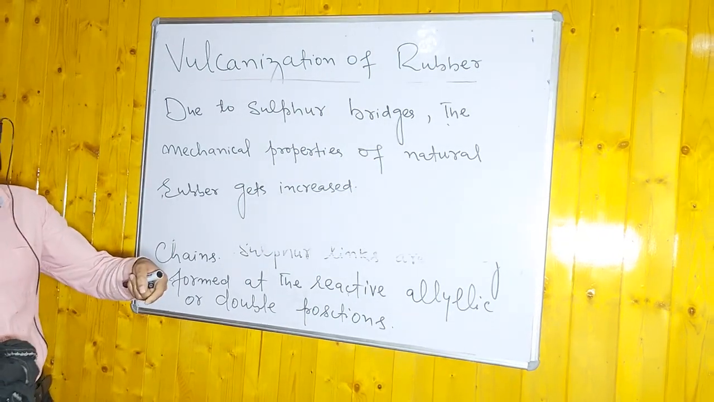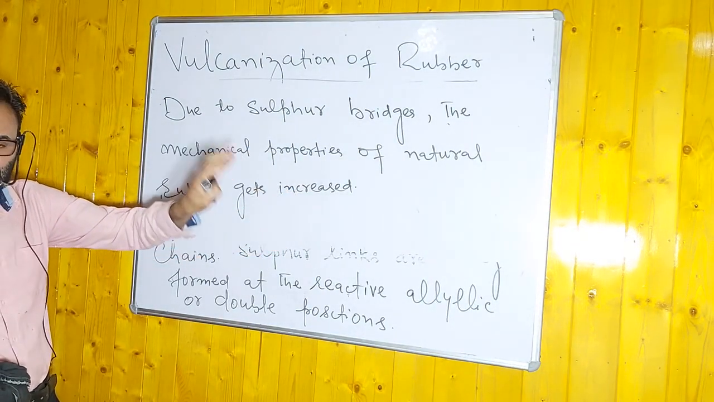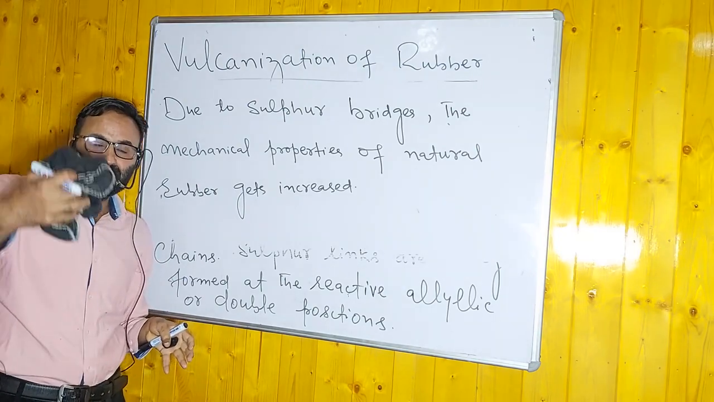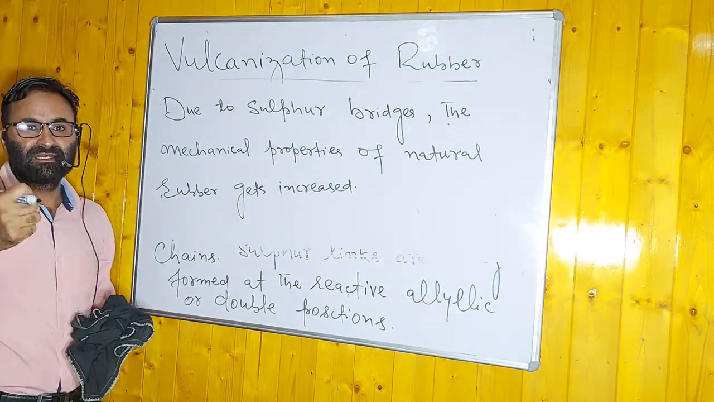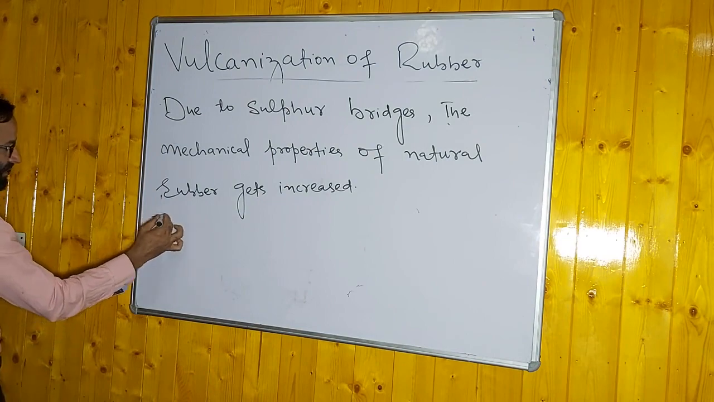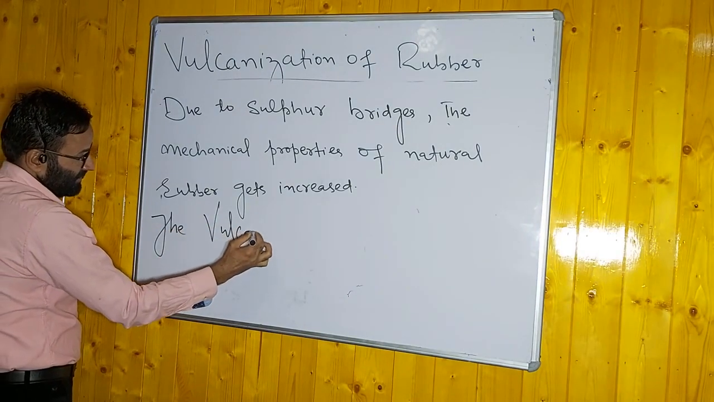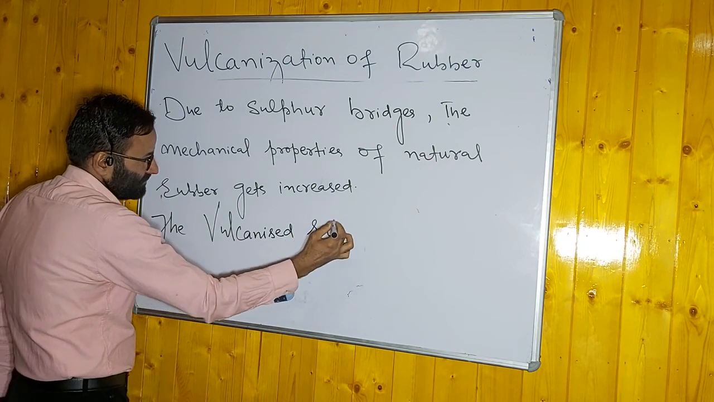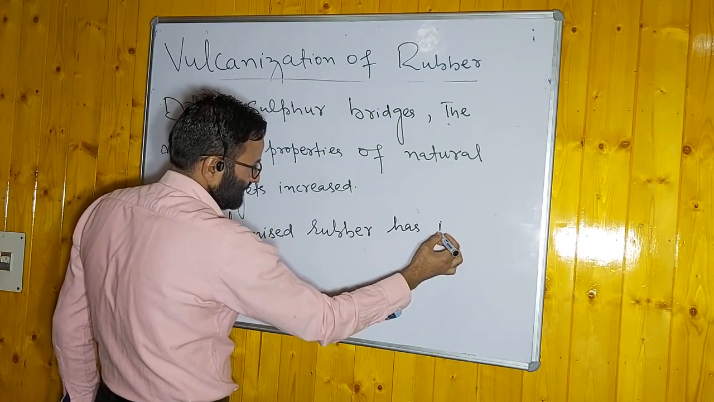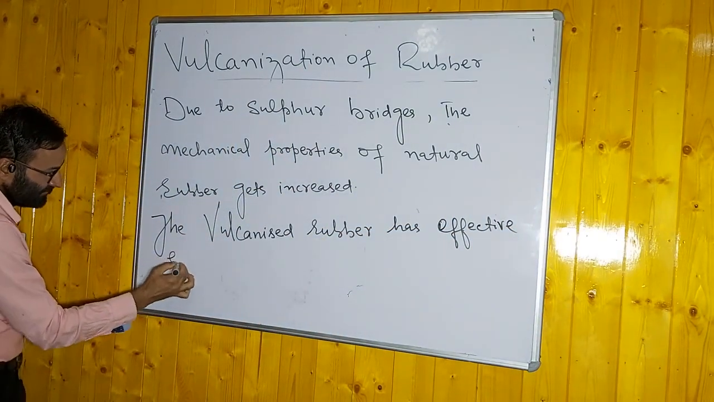It means that you can mention what happens after vulcanization. The vulcanized rubber has little water absorption tendency, is not readily attacked by organic solvents, is not attacked by oxidizing agents, and it has great elasticity. You can mention these important points. The vulcanized rubber has improved elasticity, effective elasticity. How much effective elasticity do we need? Remember this point.